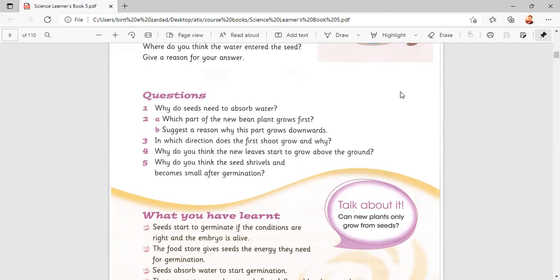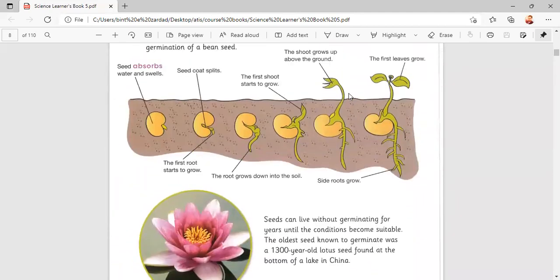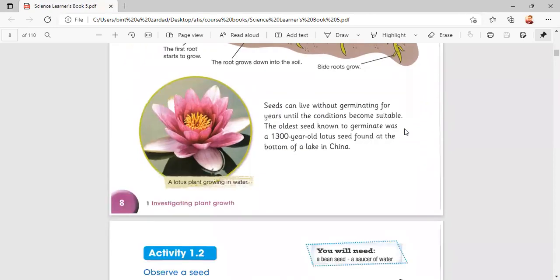Now the food store is finished. When seed germination is finished, there is a new, tiny plant. It grows upward from the ground in search of sunlight, because plants make their food in their leaves with the help of sunlight. So the first shoot grows upward, and in the fifth stage you can see two leaves. The plant makes its food in its leaves, so after this there is no need for any further food store.